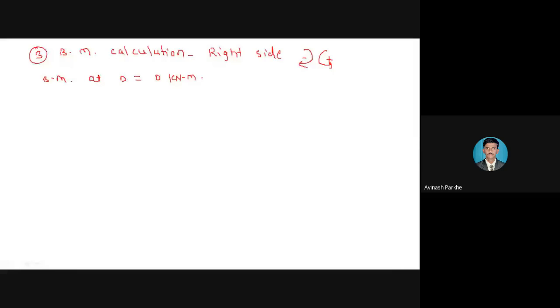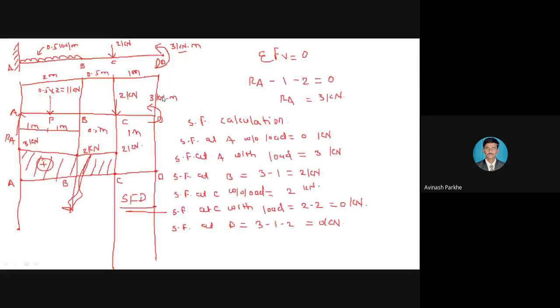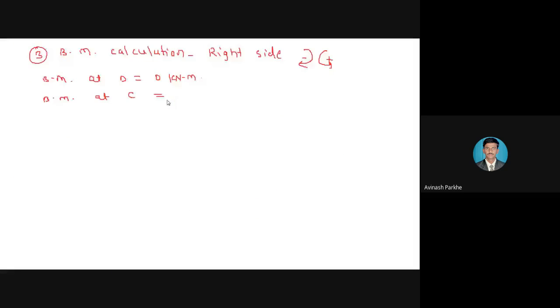Then BM at C. How many forces are present to the left side of the point C? One couple. The force is not present, but one couple is there. You can see in the figure, the force is not present at the right side, but one couple is present. What is the direction of the couple, clockwise or anti-clockwise? Anti-clockwise. Then do we take it positive or negative? Positive. We have to take it as a positive.